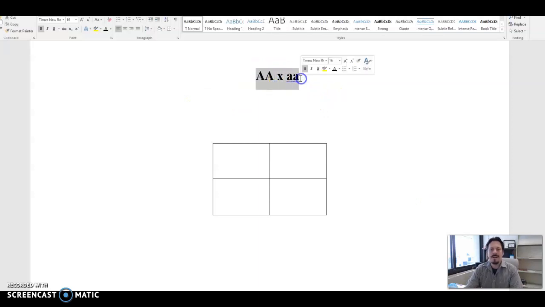So how would you do a Punnett square if the parents are both heterozygous? We would put big A here, and small a, the recessive allele, here. We would put a big A here, and we will put a small a here.